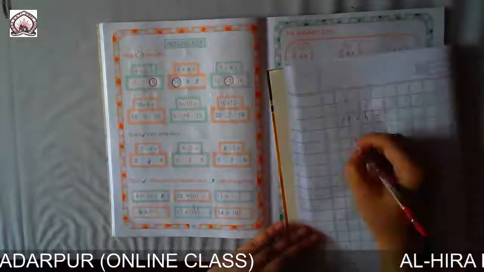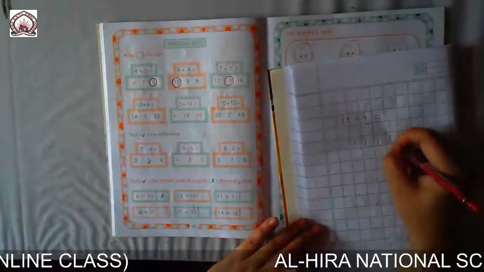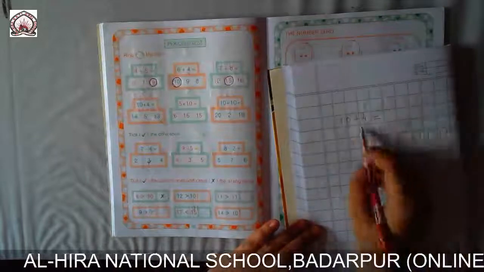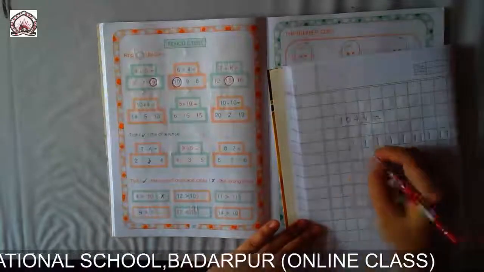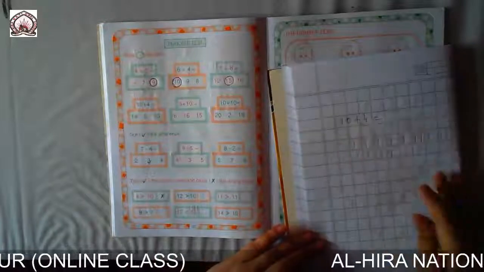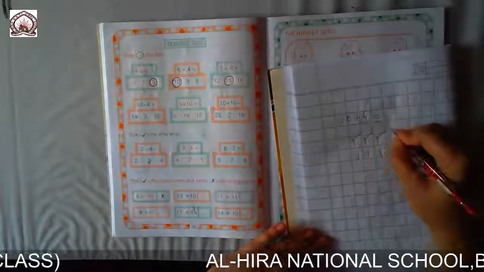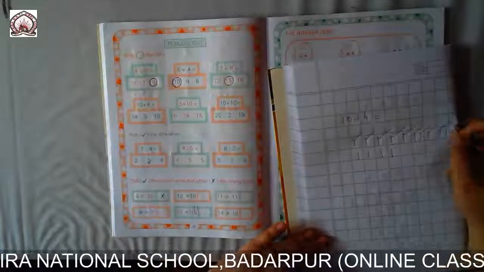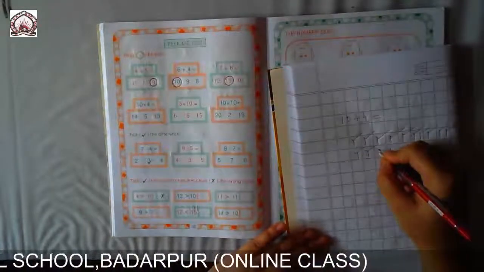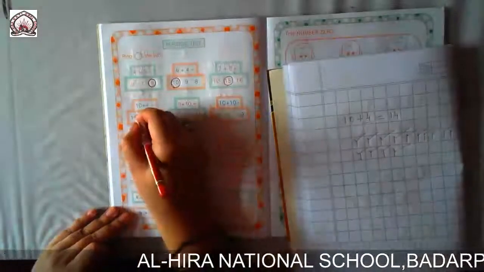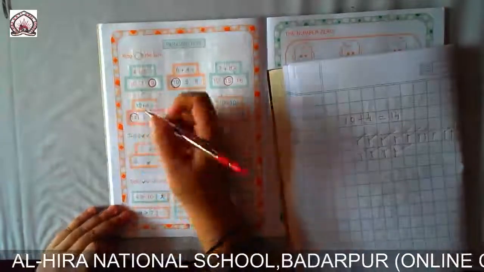10 plus 4, how much? 1, 2, 3, 4, 5, 6, 7, 8, 9, 10. So after that, the second number is 4. 1, 2, 3, 4. So now counting this, how much do we get? 1, 2, 3, 4, 5, 6, 7, 8, 9, 10, 11, 12, 13, 14. So 10 plus 4, how much? 14. Now find where 14 is. Yes, here is 14. Then circle this 14 because 14 is the correct answer.